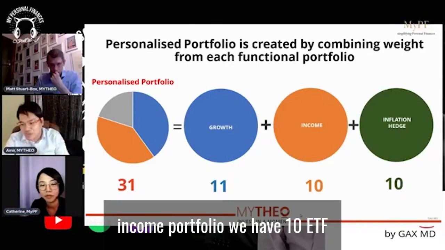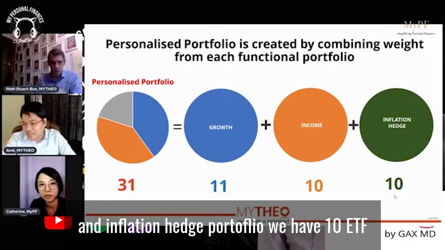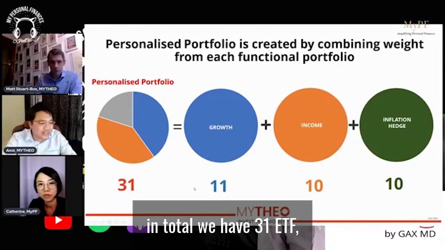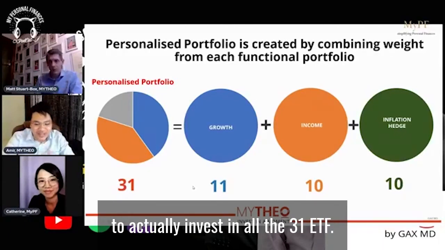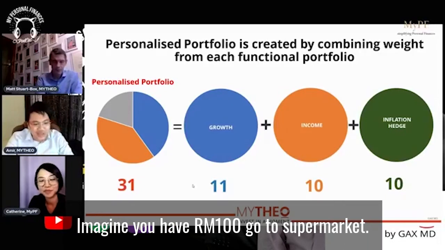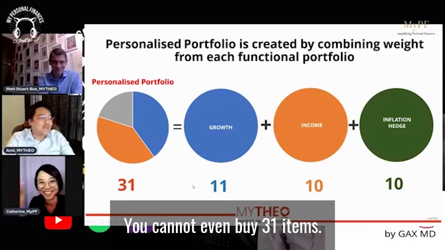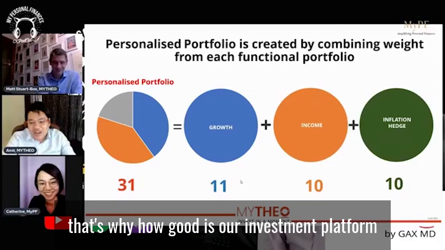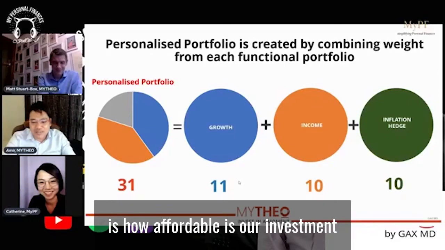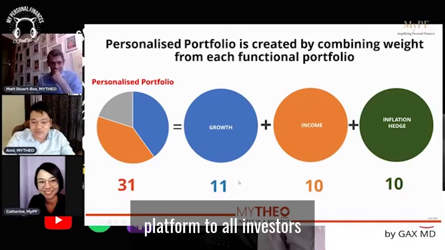In our income portfolio we have 10 ETFs, and in our inflation hedge portfolio we have 10 ETFs. In total, you have 31 ETFs. And all you need is a minimum amount of RM100 to invest in all 31 ETFs. Imagine you have 100 ringgit, you go to the supermarket, you cannot even buy 31 items, not even 20 items. That's how good and how affordable our investment platform is to all investors.